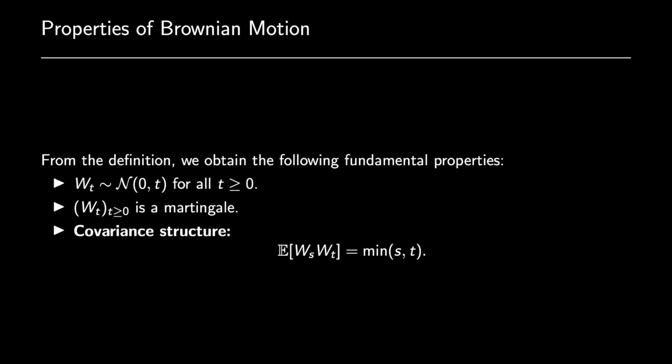Third property, Brownian motion has a specific covariance structure. For any 2 times s and t, the expectation of W(s) times W(t) is equal to the minimum between s and t.